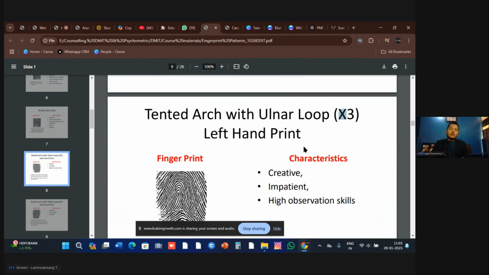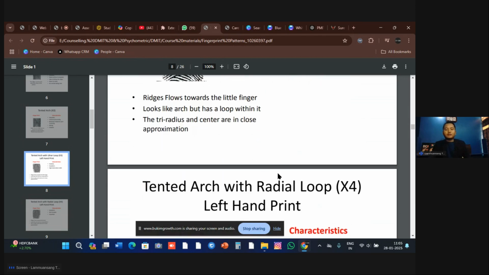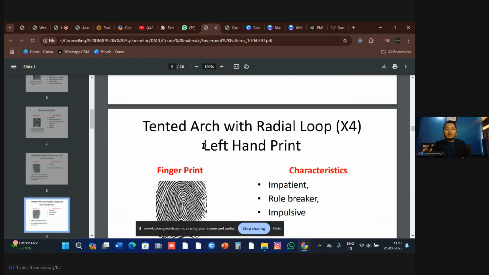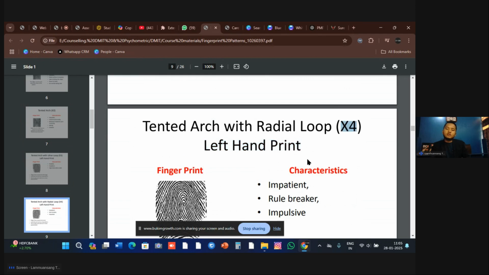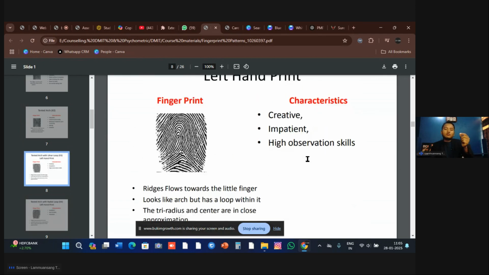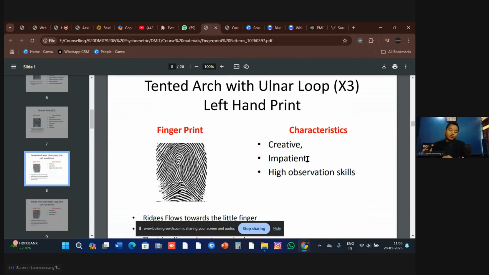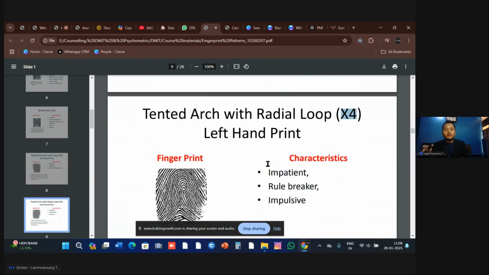So if it is the left hand, just use this, make it simple. You see this kind of pattern on the left hand, just use this. But if you see this kind of pattern, the tri-radius more on the left side and the center more on the right side, just put x3. If it is your client's right hand, if it is the left hand, just follow this. Very simple, okay? You have to adjust this when you make the report, when you write it down. Oh, this one is x3, x4, x5. When you write it down, you have to do that part.